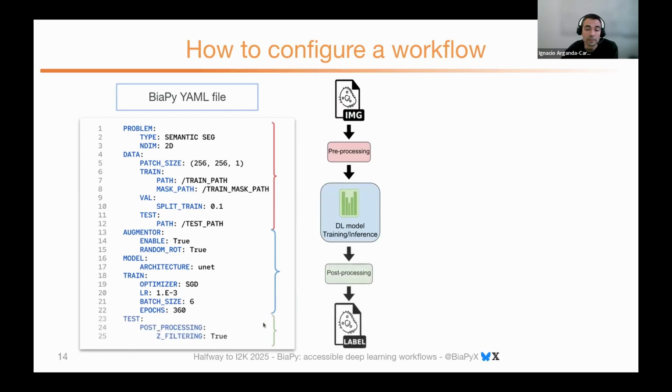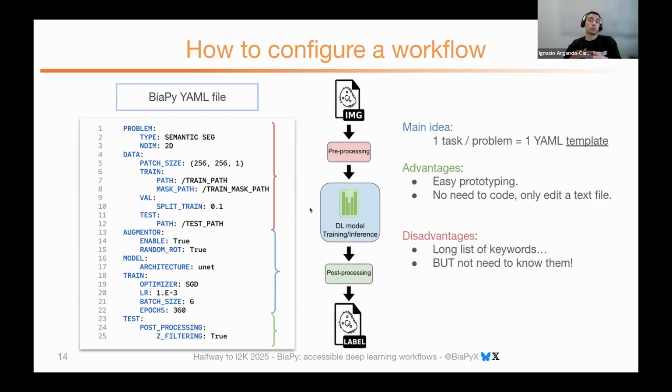And at the very end, just how you're going to post-process that data. So the main idea is that for every type of problem, we have a template with these keywords, so the user only has to change those entries. The advantages are that it's very easy to prototype. You don't need to code. You just need to change the text file.